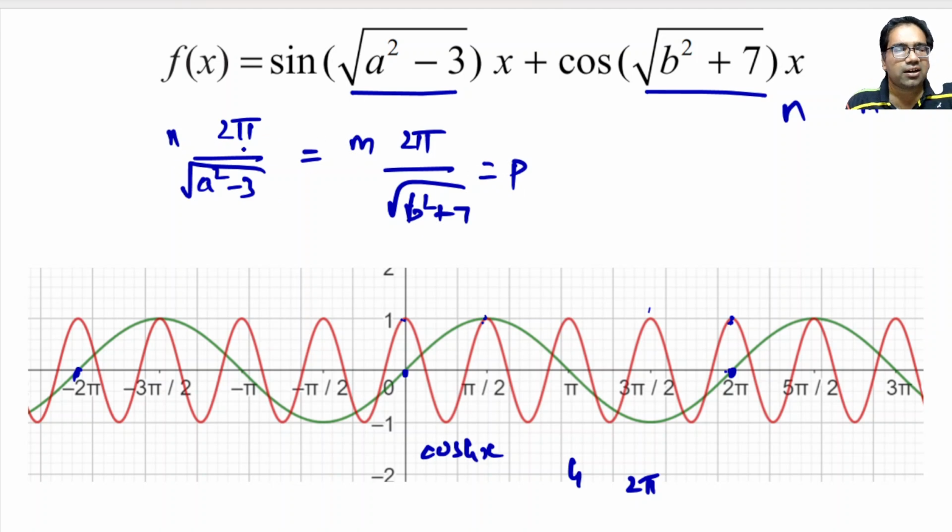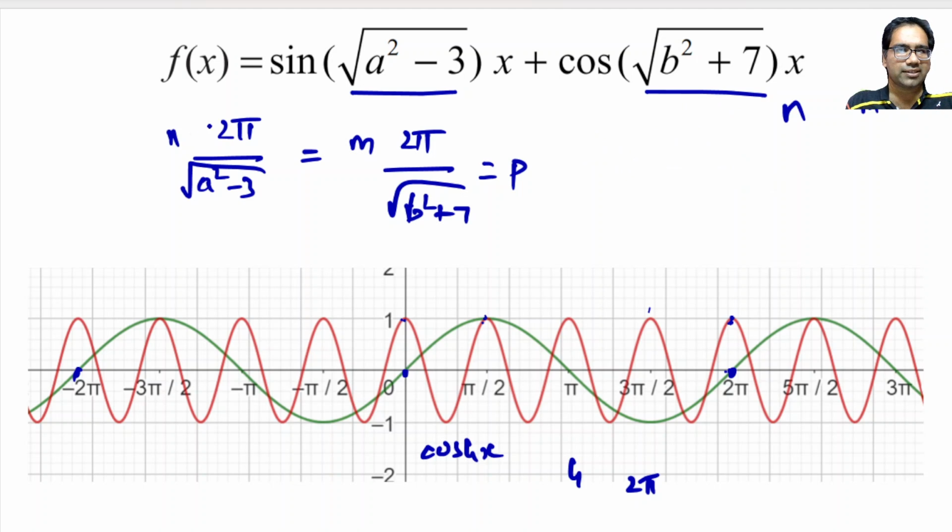They will coincide after n cycles of sine or m cycles of cos, and the same cycle will repeat. Together they will repeat because this is addition. For example, if three cycles of sine and two cycles of cos, that means 3 into 2, after every 6 cycles, both will coincide.